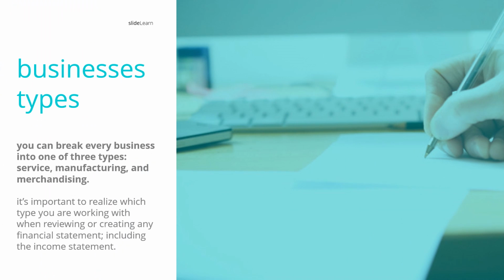You can break every business into one of three types: service, manufacturing, and merchandising. It's important to realize which type you are working with when reviewing or creating any financial statement, including the income statement. That's because not every type of account shows up on the financial statements for every company.